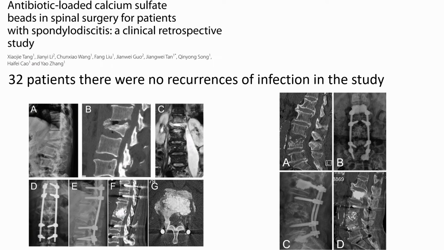This is a paper, 32 patients treated with antibiotic beads. They basically did, instead of using a metal cage, they just put antibiotic beads where they resected the bone. And they showed out of these 32 patients, no recurrent infection. I reviewed the paper myself. Again, on a lot of the CT scans, I don't think it was eradicated.